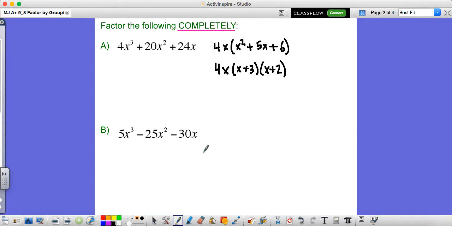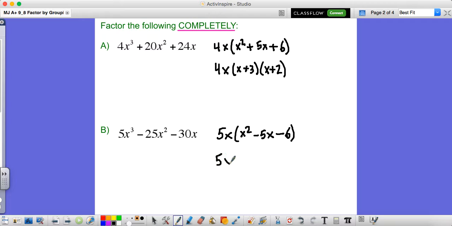Look at the bottom example, very, very similar to the one above. We're going to factor out a 5x, because 5 goes into 5, 5 goes into negative 25, 5 goes into 30, and x goes into x cubed, x squared, and x. So we're left with just x squared minus 5x minus 6.